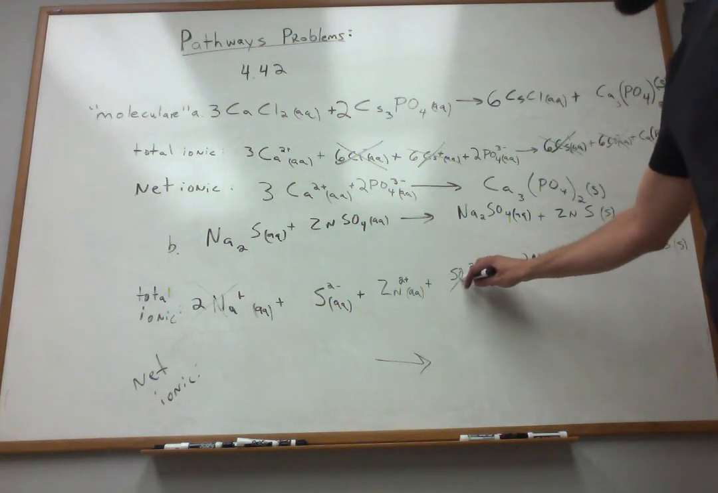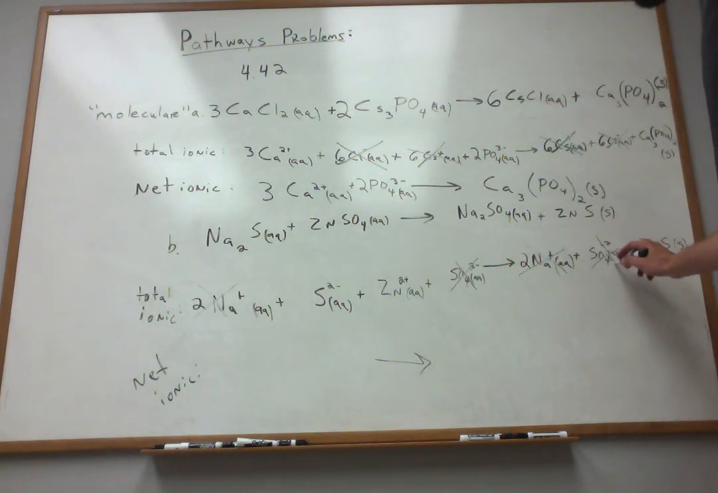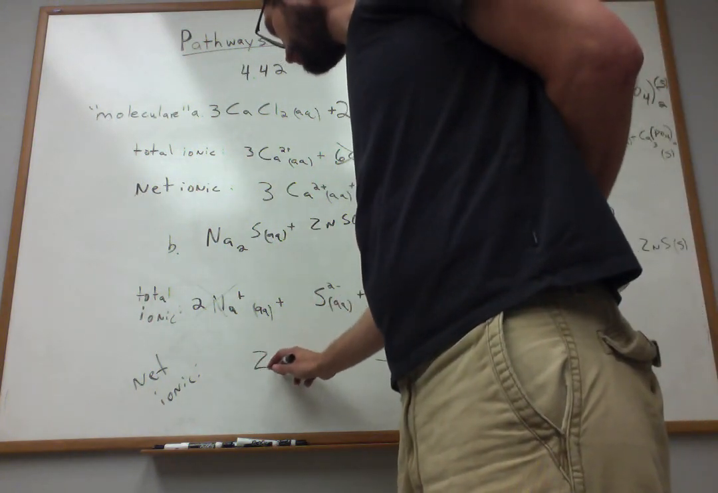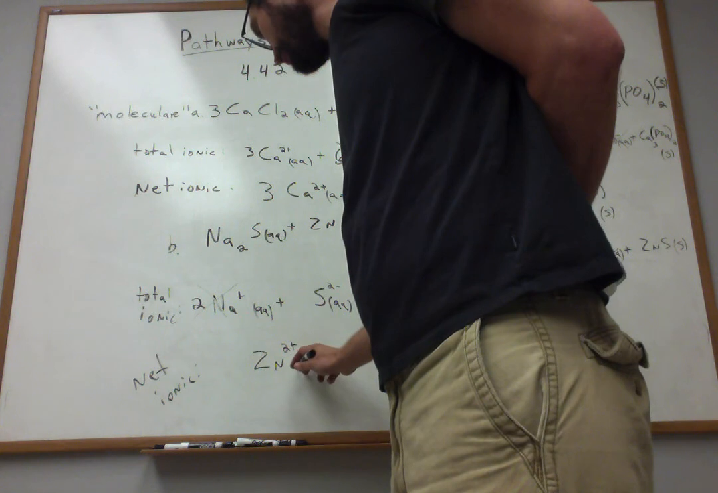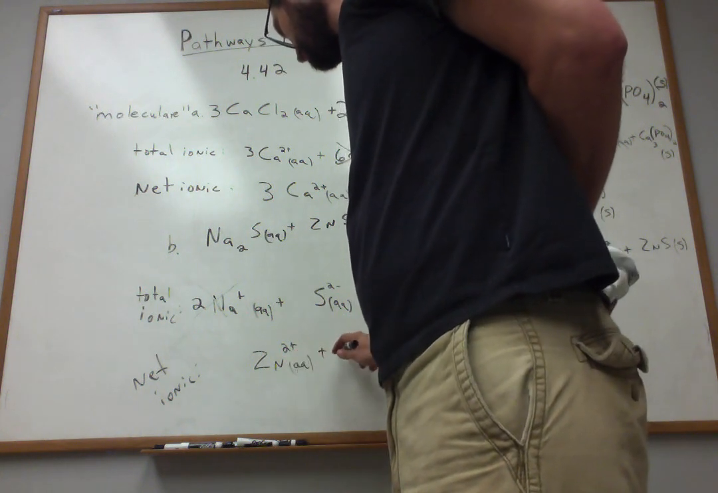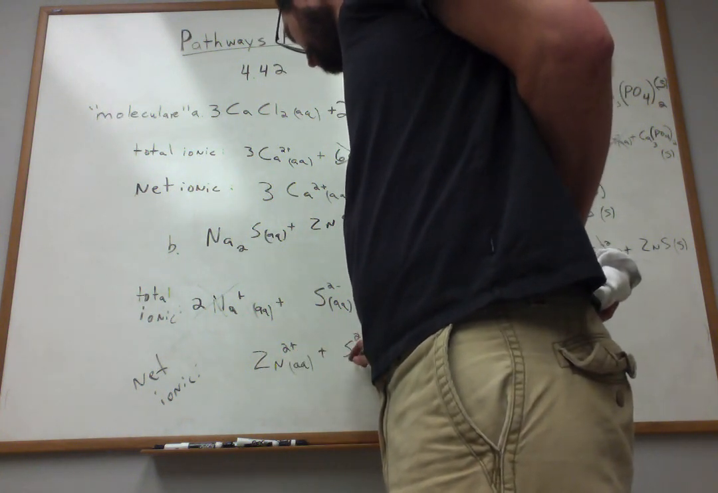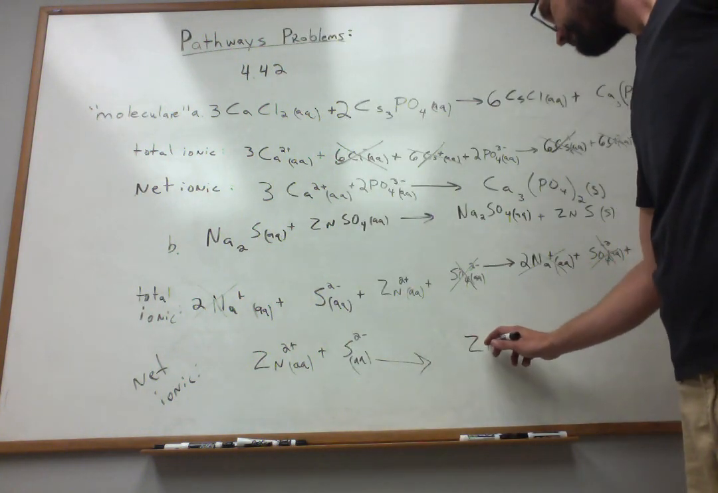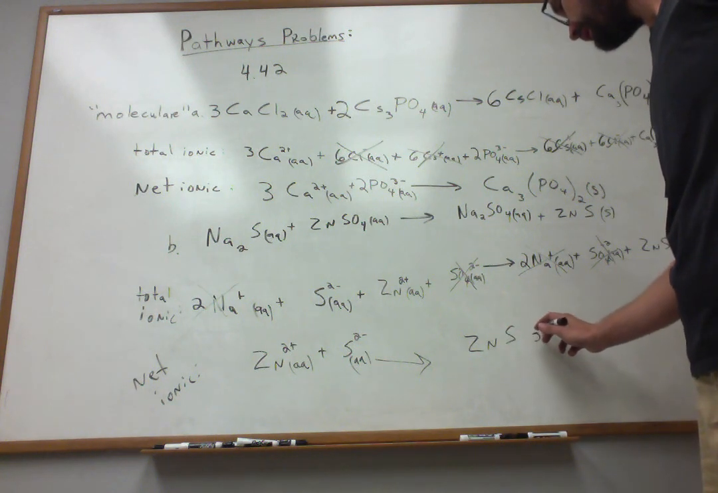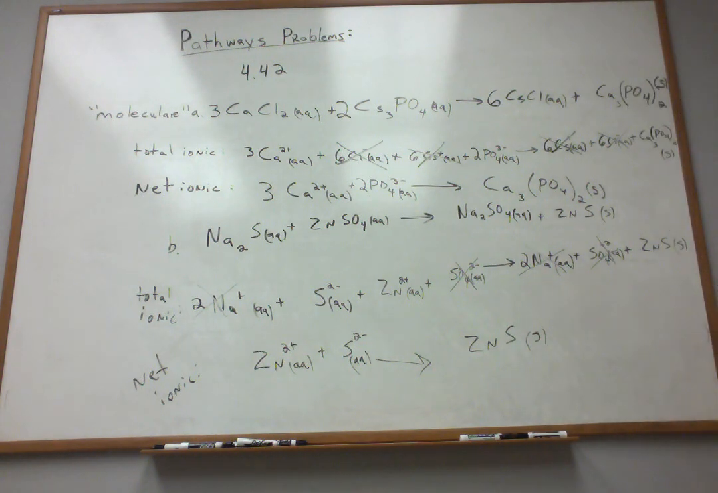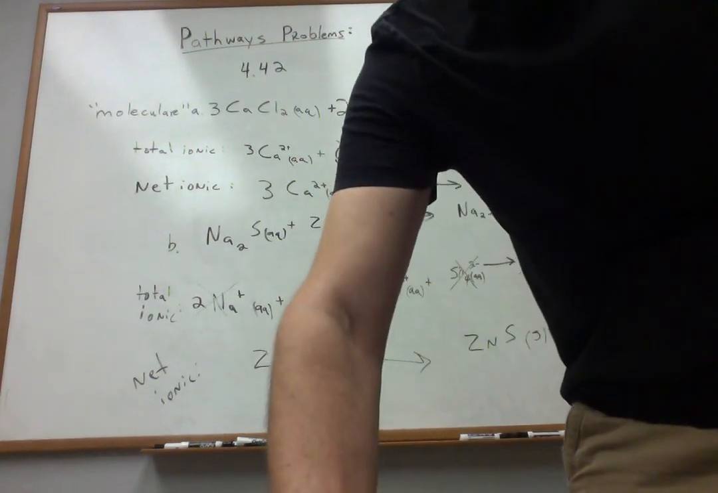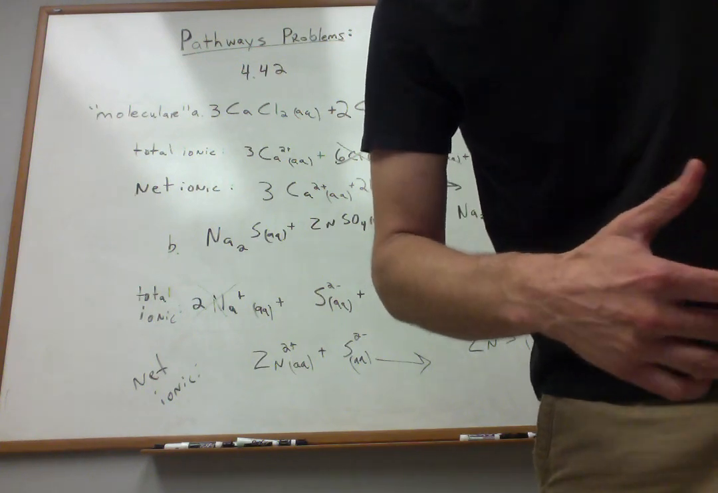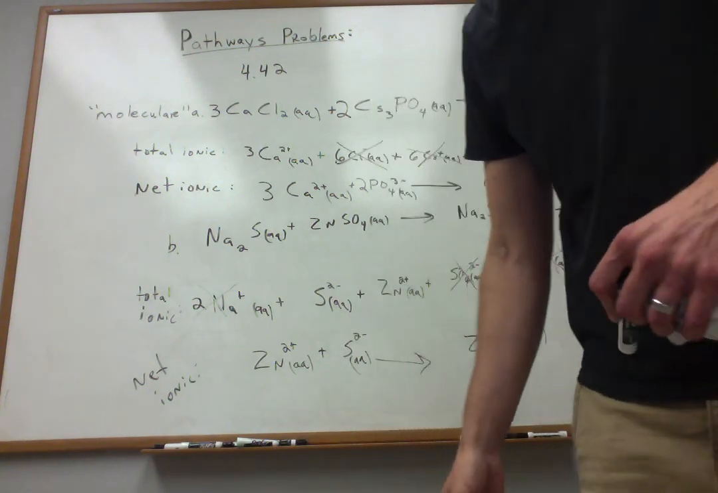What else is a spectator? It looks like maybe sulfate's a spectator, huh? So I'm going to get rid of that one and that one. And then the net chemistry that's occurring here is the zinc 2+ aqueous ion combining with sulfide 2- to make zinc sulfide solid precipitate. That's my net ionic equation. So again, practice this because predicting these products and writing these equations is going to be a key skill for the homework. I'd also guess you'll see this on an exam.